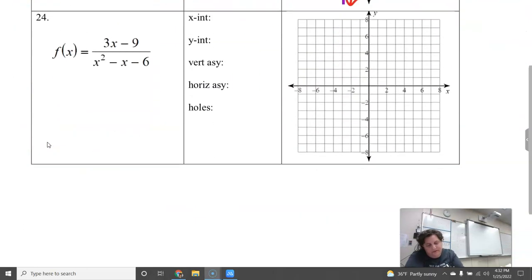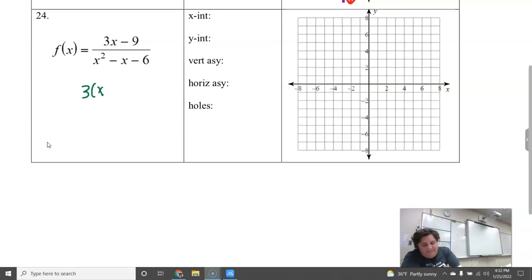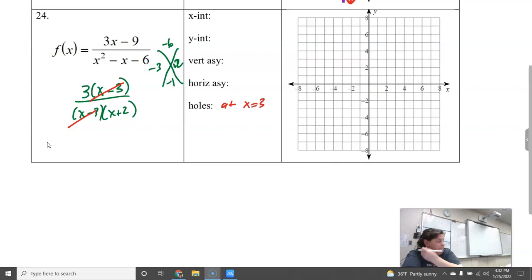Okay, clean that up a little bit. On the top, I can factor out a 3. On the bottom, if I do the x thing, it's 3 times 2, -3 plus 2. My x minus 3's cancel out, which means I have a hole at 3, because it says x minus 3. I've got a hole at 3. And then the equation that I'm actually going to be working with is whatever's left. There's a 3 on the top and an x plus 2 on the bottom.